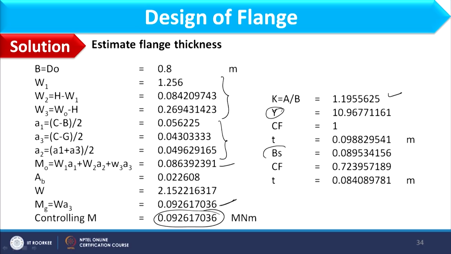meter. Revised value of BS I have to take as 0.089, and considering this BS value I will find out CF, and then I can calculate the revised value of T, and in the similar line I will keep on moving to calculate the thickness of T. So in that way we can calculate the thickness of flange, and then we can complete the design of flange. So here we have solved 2 examples for design of flanges, and I hope the method is clear to you.